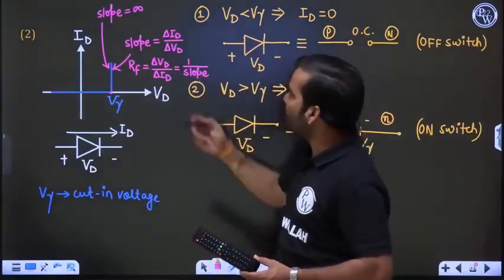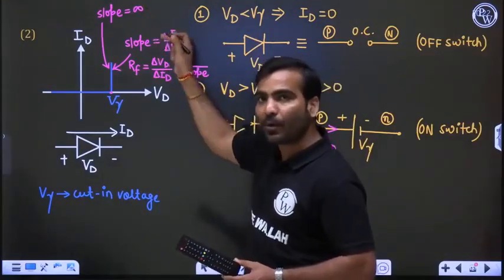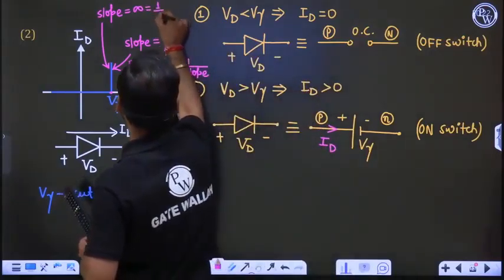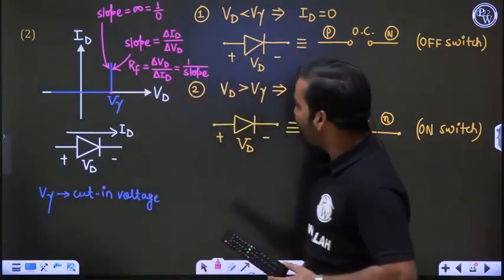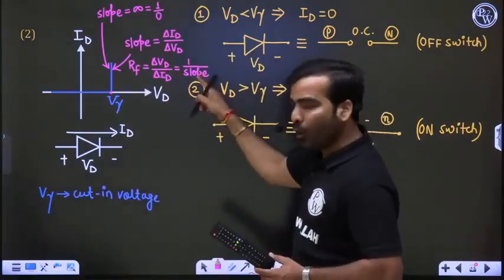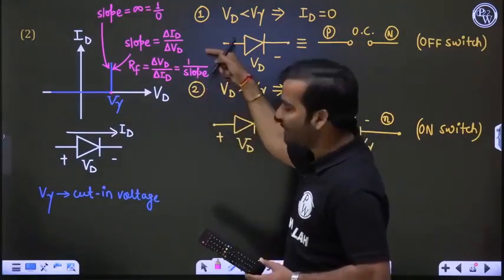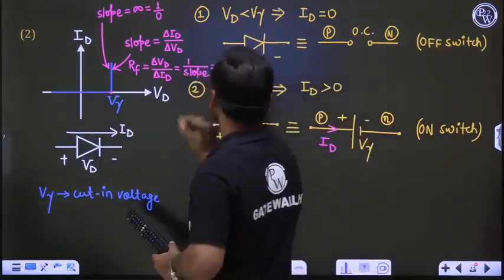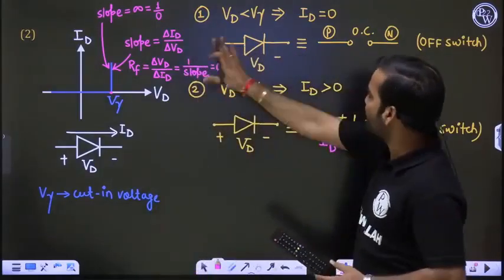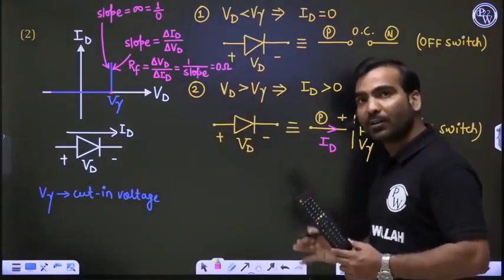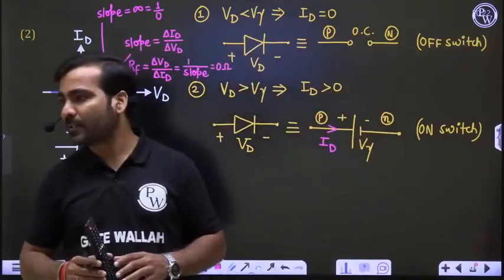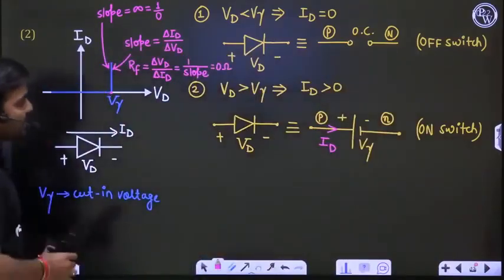What is the meaning of infinity? Infinity means 1 upon 0. Then RF will be slope 1 upon 0, so we will write 0 upon 1. Answer will be 0, and this is 0 ohm. That's why I am using a different color. So now resistance is 0 ohm.